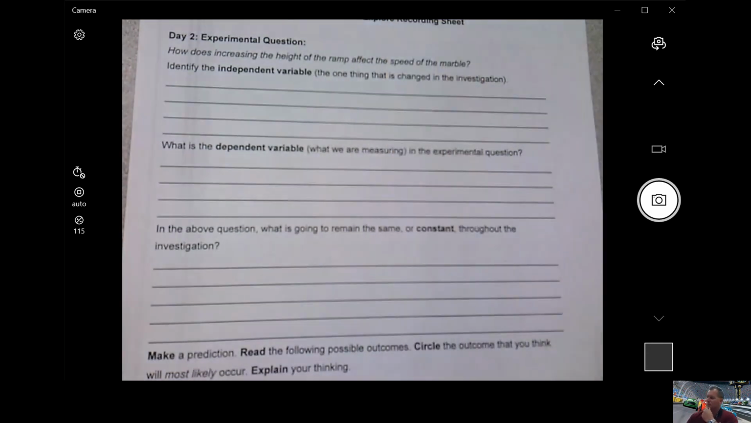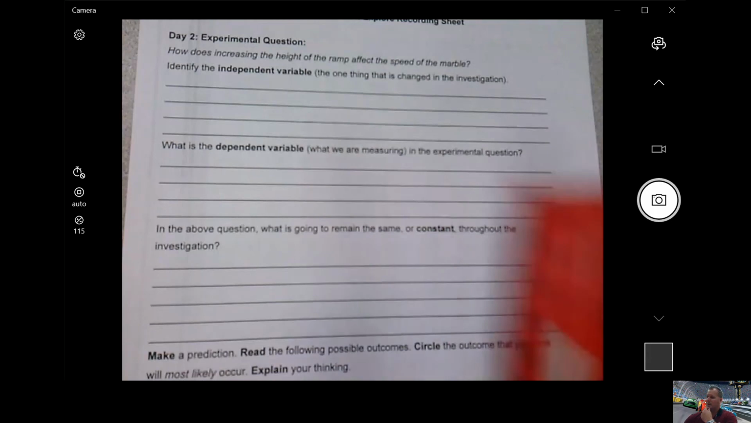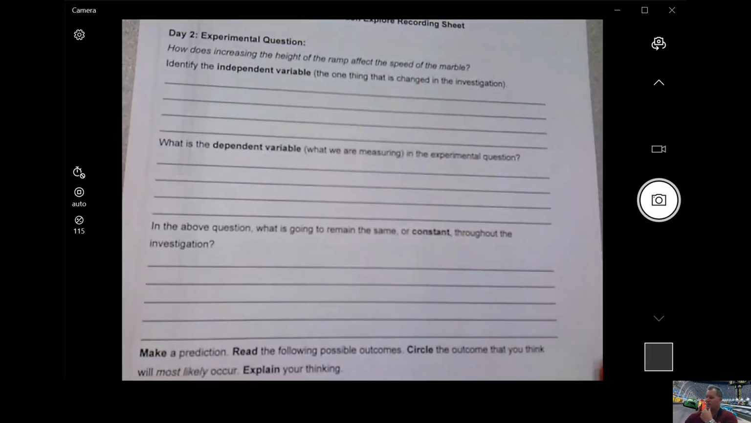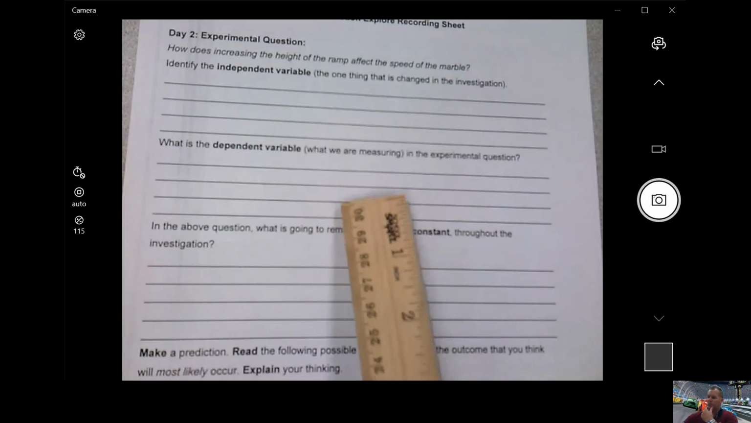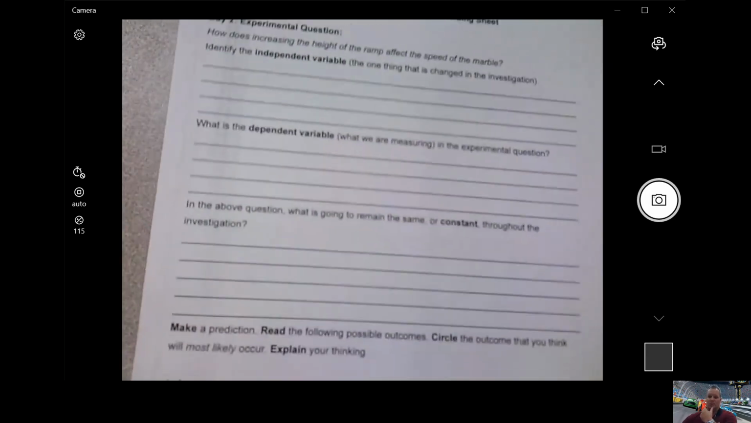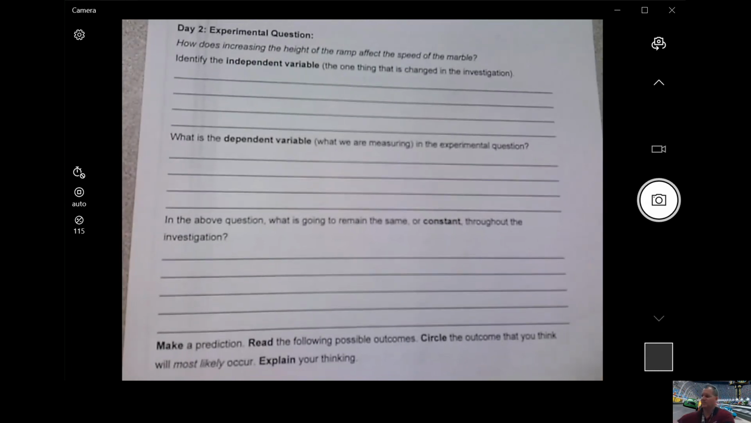Also, the length of the ruler. So if you're going to use a ruler, make sure you have the same length rulers. Here's a plastic ruler with a groove, and also a wooden ruler with a groove. Could that make a difference, especially if one is longer than the other? So you want to make sure that is also consistent.